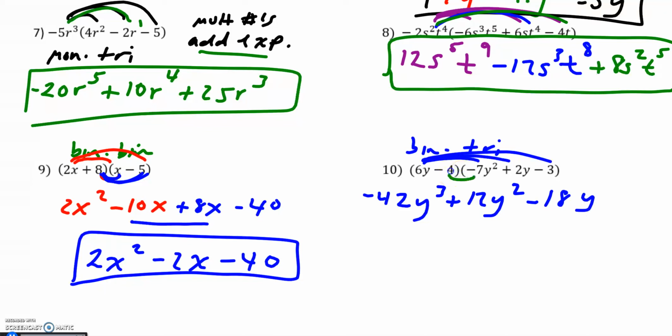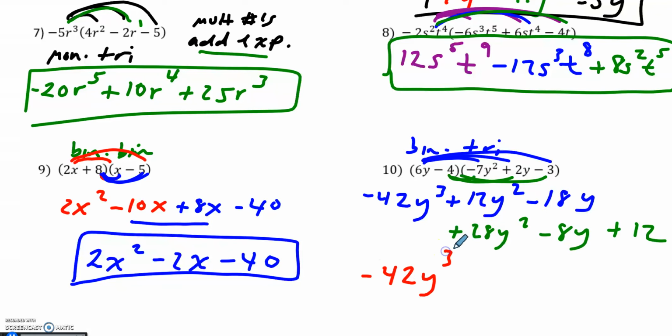Now if I switch to distributing the negative 4 to all three terms, I'm going to line them up with like terms underneath. So negative 4 times negative 7y squared is a positive 28y squared. Negative 4 times positive 2y is a negative 8y, and a negative 4 times negative 3 is a positive 12. If you like this method, it just helps line things up a little bit more so you can see what can combine. So my final answer would be negative 42y to the third.